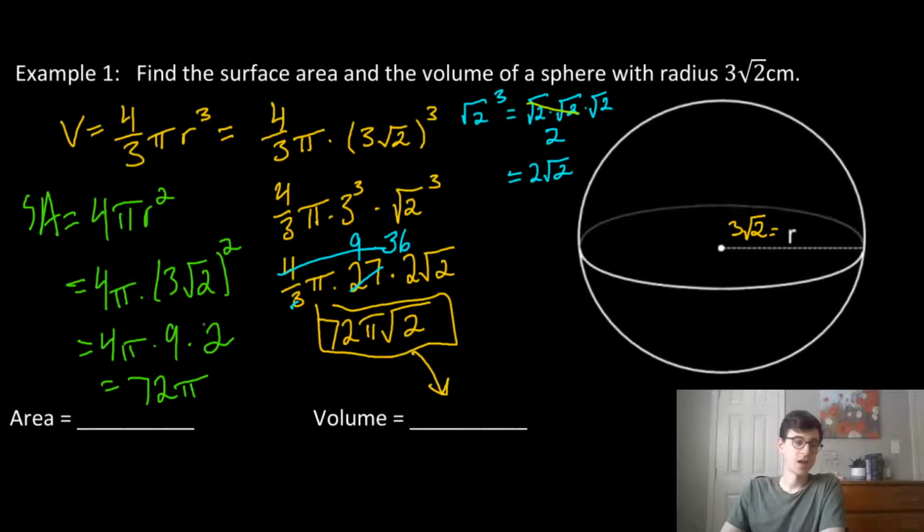And at least for this one, there's an interesting relationship between the area and the volume. Oh, and I guess before I forget, since they did give us units, this is in centimeters. Let's make sure that we keep the surface area in centimeters squared and the volume in centimeters cubed. Okay, one more example.